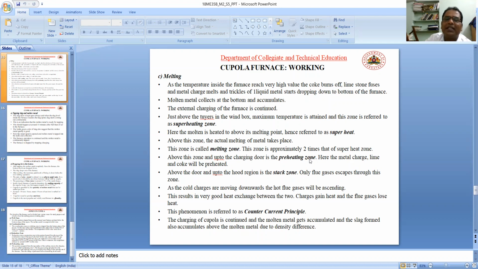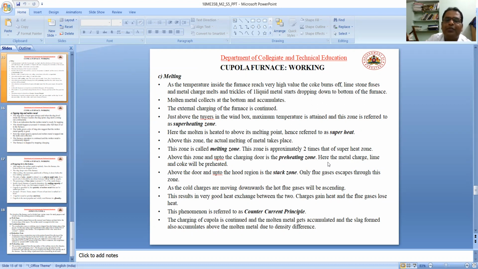Just above the tuyeres in the wind box, maximum temperature is attained, and this zone is referred to as the superheating zone. Here molten metal is heated to above its melting point. Hence it is referred to as superheat. Above this zone, actual melting of metal takes place. This zone is called the melting zone. This zone is approximately 2 times that of the superheat zone.